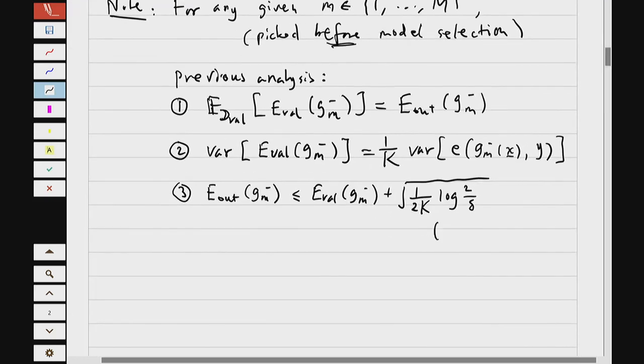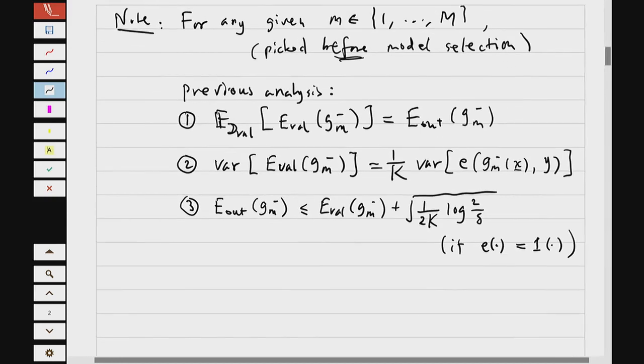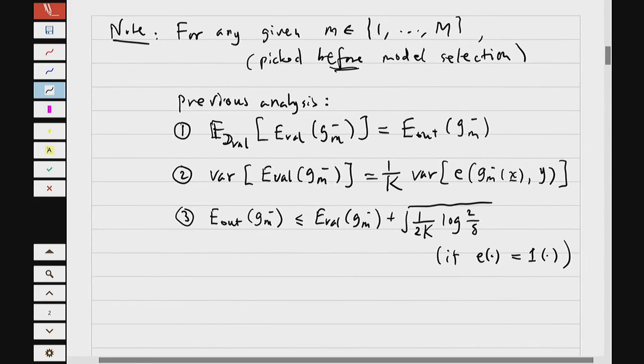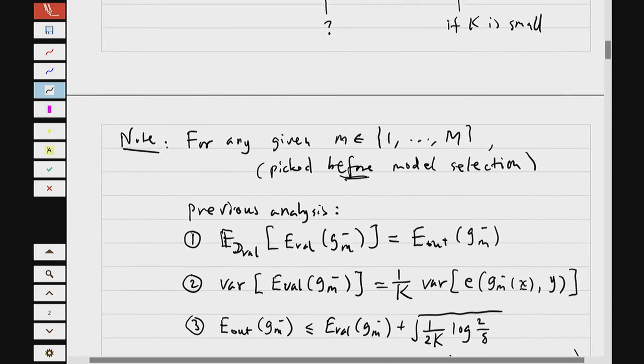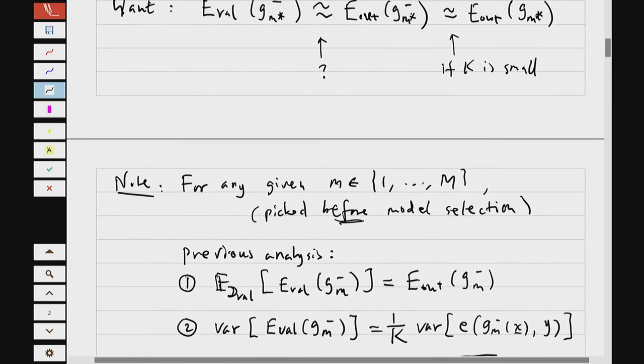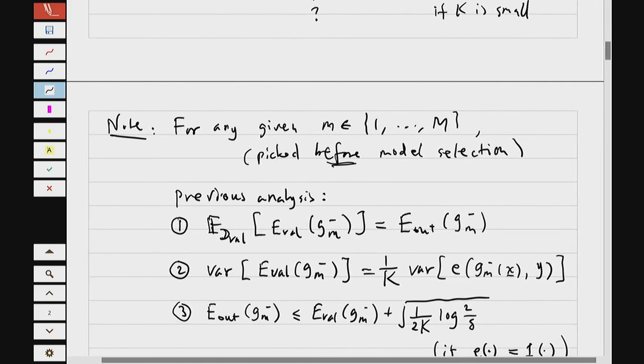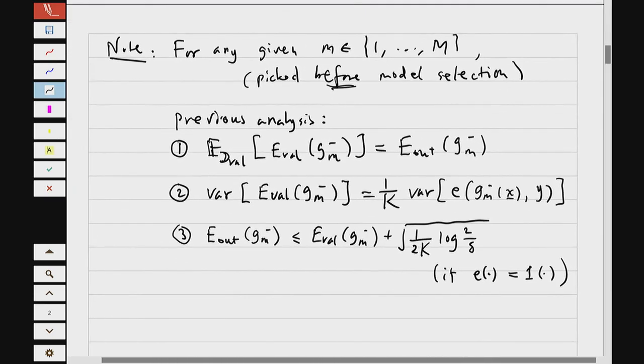And this is, again, if this error function is actually the indicator function, for the case of classification. But this is for the case of any model M picked before model selection. What we want is actually the M star again. M star is the one that we want on top there. And that one is actually picked after model selection. Okay? So therefore, it turns out this analysis does not work anymore.